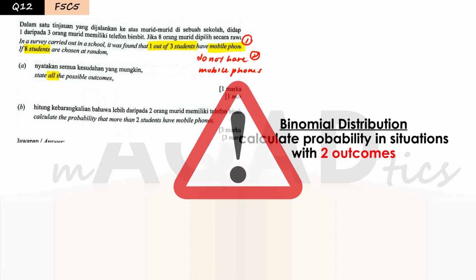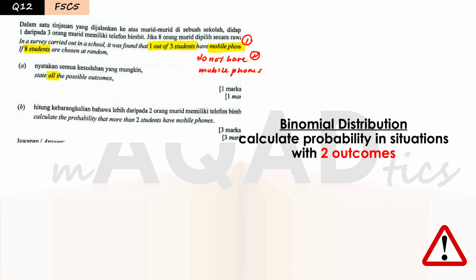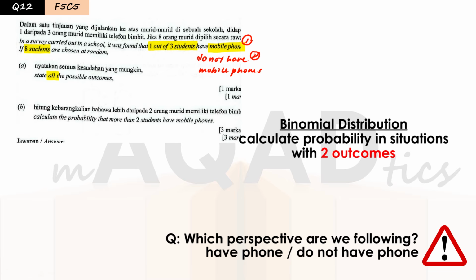Okay, but before we go to part A to solve the question, we need to ask ourselves this. Because in binomial there are 2 outcomes, which outcome are we following to answer the questions? Are we following mobile phones or do not have mobile phones? So meaning which perspective are we following? Mobile phones or do not have mobile phones?